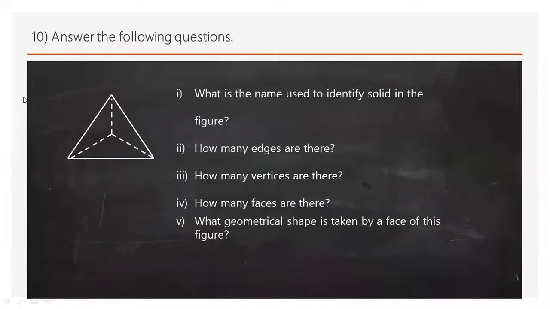Question number 10. What is the name used to identify the solid in the figure? So what is the name we can use to identify this? This is a regular tetrahedron. So we can write regular tetrahedron.